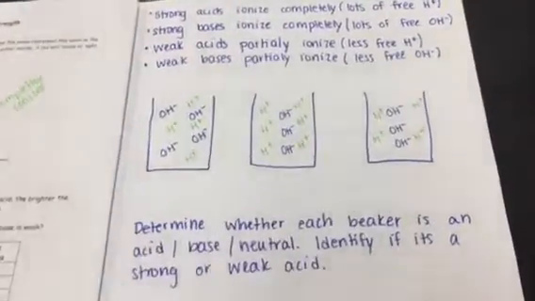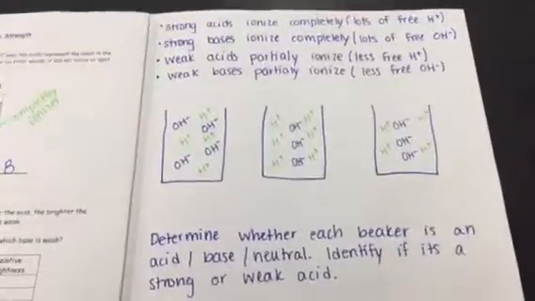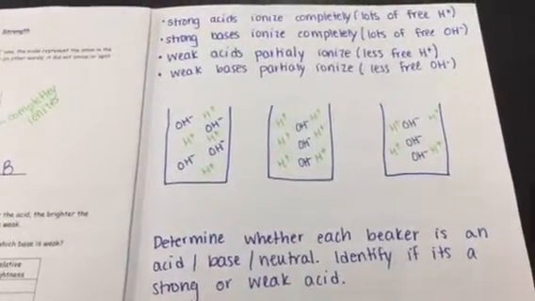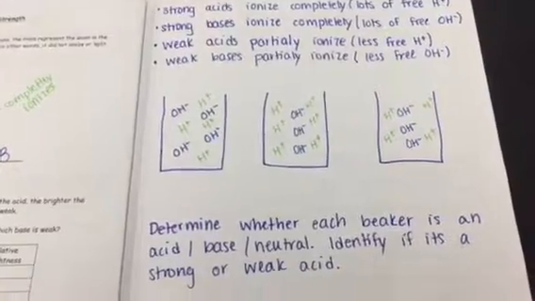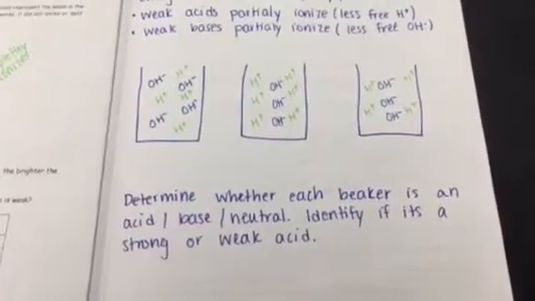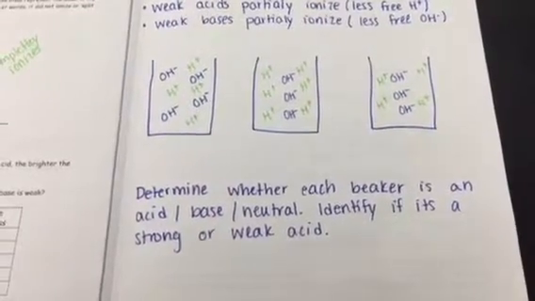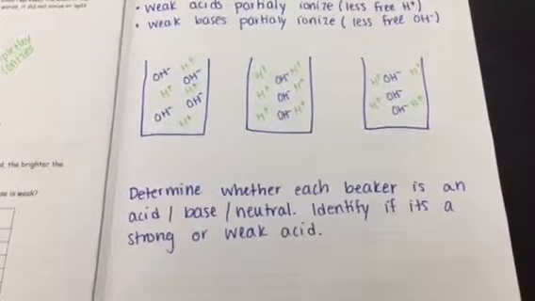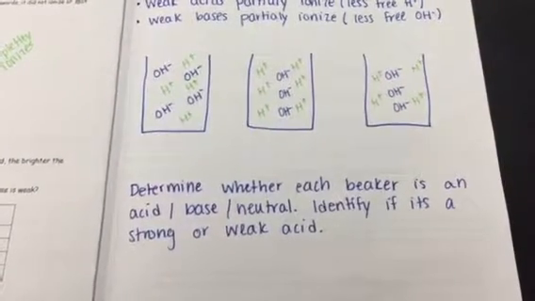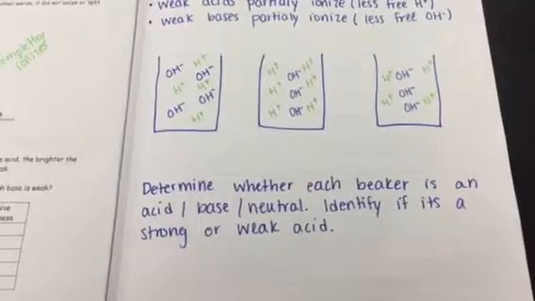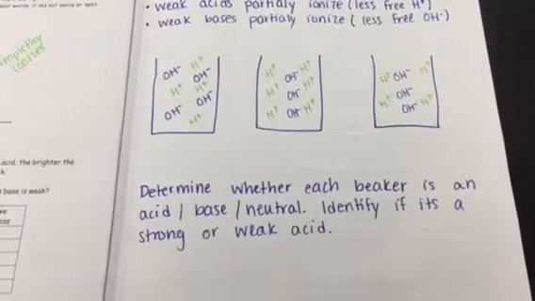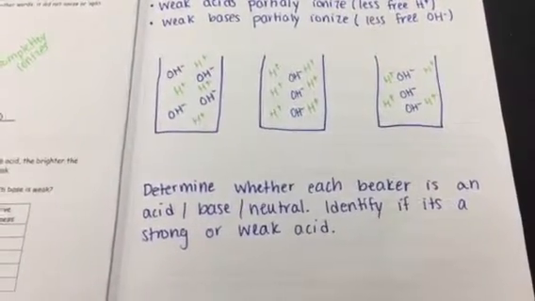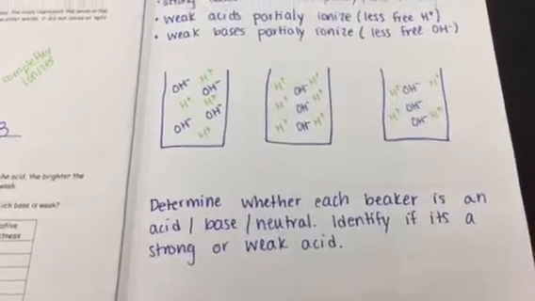Once those questions are answered, I have one more question for you, and that is going to be on the page that we took our definitions on. I'd like you to draw the following 3 beakers. Draw in the hydrogens and the hydroxides, and then your question is going to be to determine whether each beaker is an acid, base, or neutral, and to identify if it is a strong or weak acid based on the number of free hydrogens and free hydroxides in the solution.